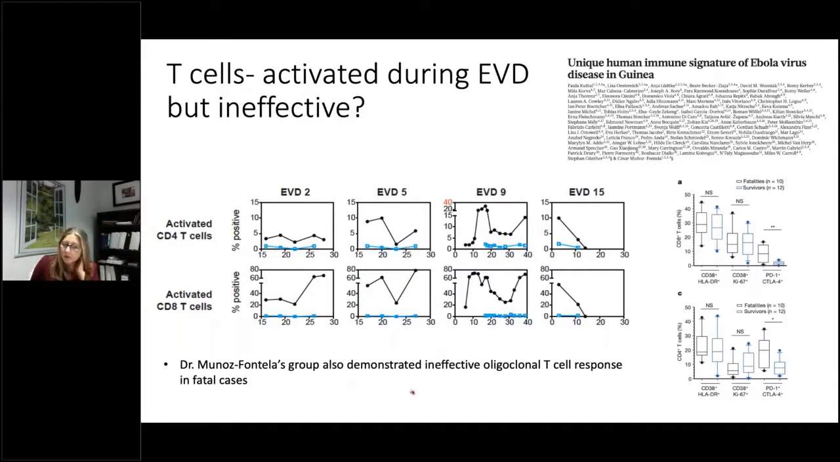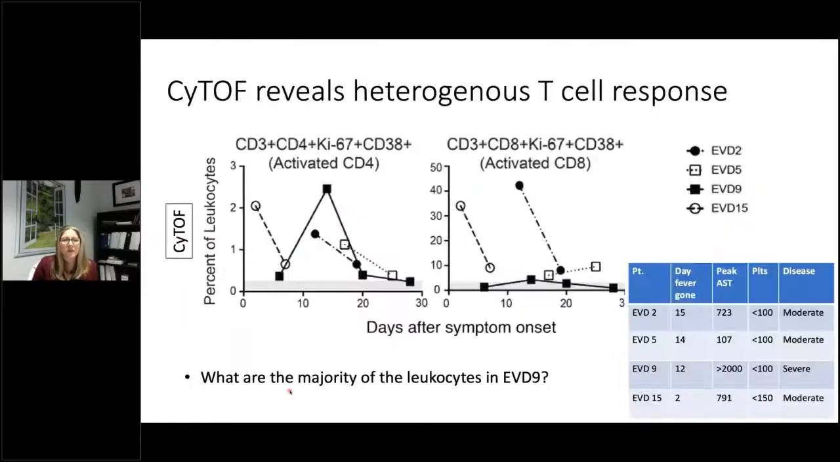And Dr. Munoz-Fontela's group has actually gone on to demonstrate that there really is an ineffective oligoclonal T cell response in fatal cases, whereas in contrast, patients who survive have a really nice polyclonal breadth, right? He did this by sequencing the T cell receptors and showed that they have a nice breadth of reactivity against EVD, against Ebola virus. So there really is data suggesting that T cells are activated in any patient that gets Ebola virus disease, but they're really effective in the patients who survive. So something is making an inhibitory response on those T cells in the context of severe disease. And I'll have some hypotheses for that in a minute.